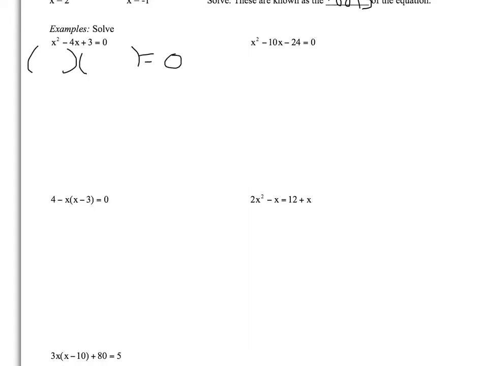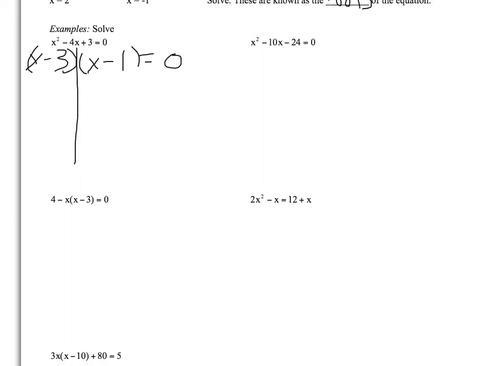X squared, that first term, only factors to x and x. Factors of 3, or another way to think of it, two numbers that multiply to 3, are 3 and 1. You need to multiply to a positive 3, but add to a negative 4. Your options are plus plus or minus minus in order to get to a positive 3. In this case, it's going to be minus minus to get to that negative 4.